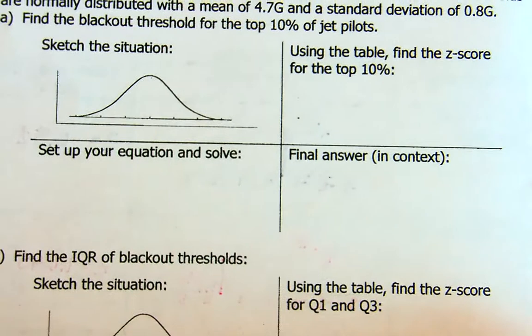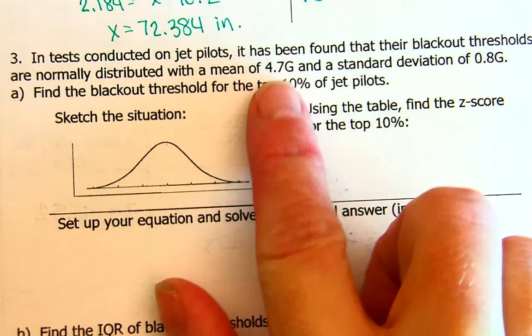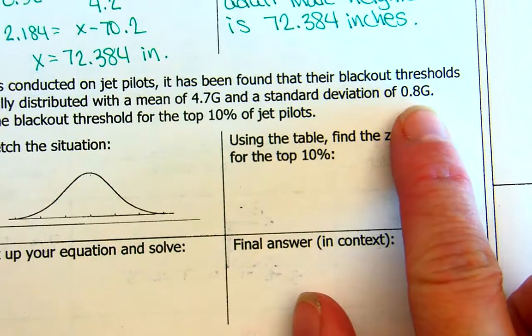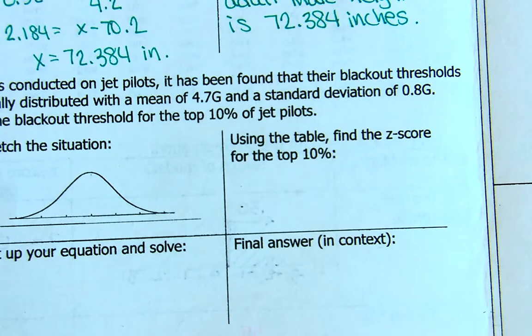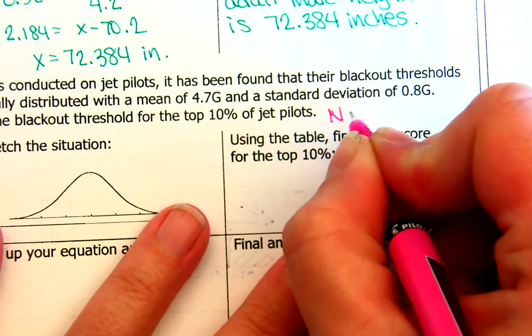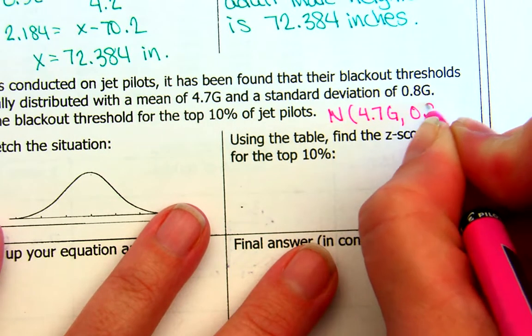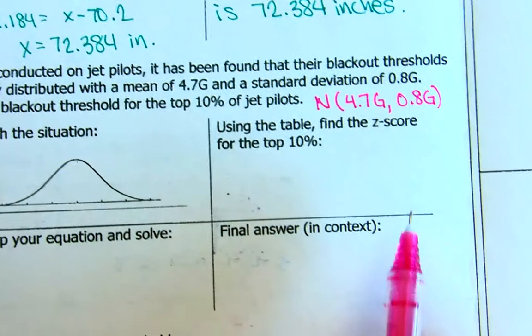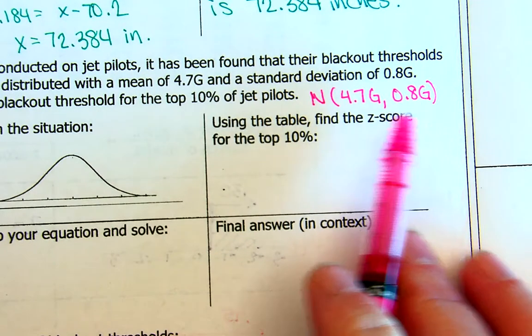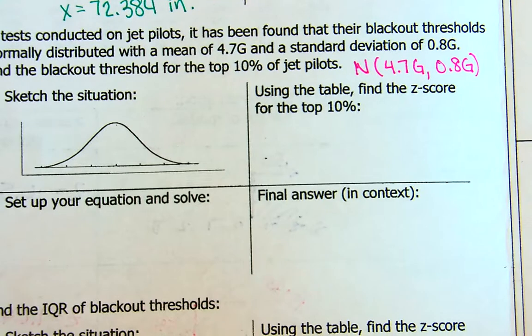Okay, let's look at number 3. So this one says, in a test conducted on jet pilots, it has been found that their blackout thresholds are normally distributed with a mean of 4.7 Gs and a standard deviation of 0.8 Gs. So that's our mean and standard deviation. So if we're using that notation that we talked about, it would be a normal distribution. Mean is 4.7 Gs and standard deviation 0.8 Gs. So a lot of times I will just write that at the beginning of my problem to remember exactly what those values are.